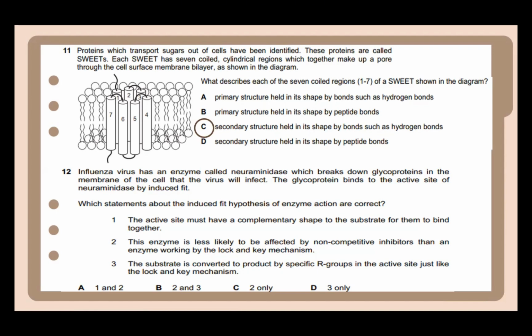Influenza virus has an enzyme called neuraminidase, which breaks down glycoprotein in the membrane of the cells that the virus will infect. The glycoprotein binds to the active site of neuraminidase by induced fit. Which statements about the induced fit hypothesis of enzyme action are correct? Only statement 3 is correct.